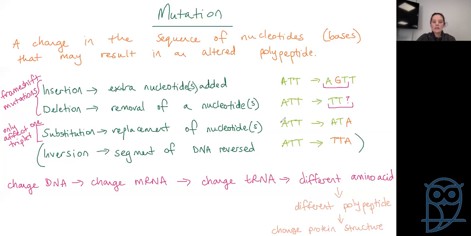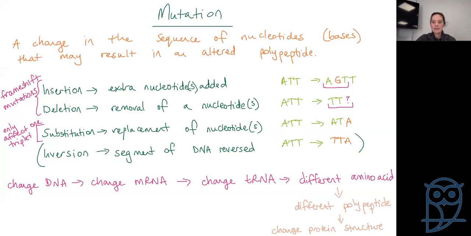So all it takes is one little change within our DNA, because everything is so tightly linked from the DNA all the way through to the end of translation, that we are copying and we are believing that DNA code absolutely, totally, completely, implicitly. That's why we need to protect that DNA code so much, because it needs to last, it needs to be stable, it needs to be strong, it needs to be looked after, so that we don't get these mutations. So this is how mutation happens. We change our sequence. May result in an altered polypeptide.